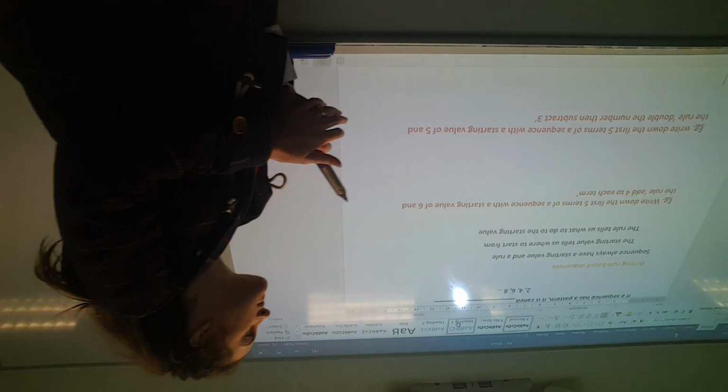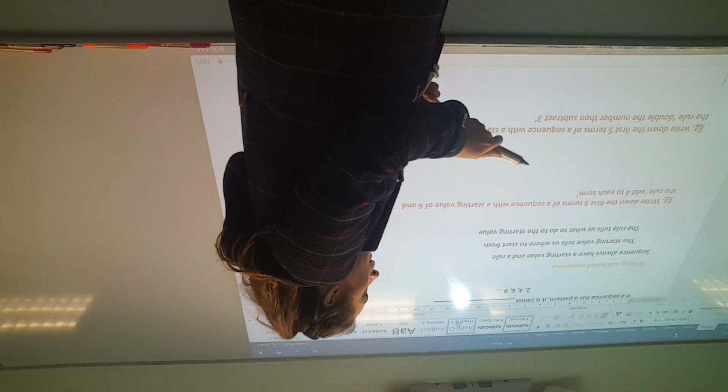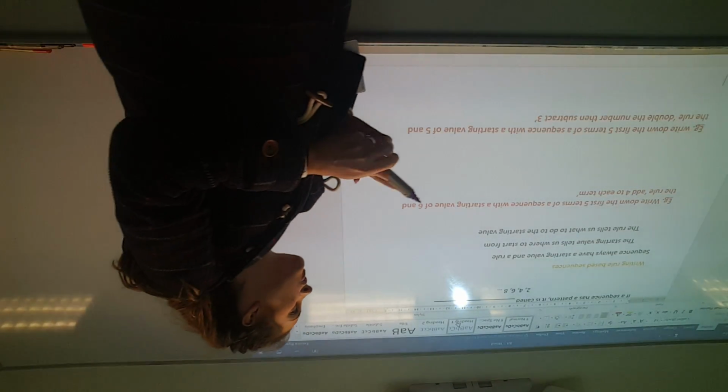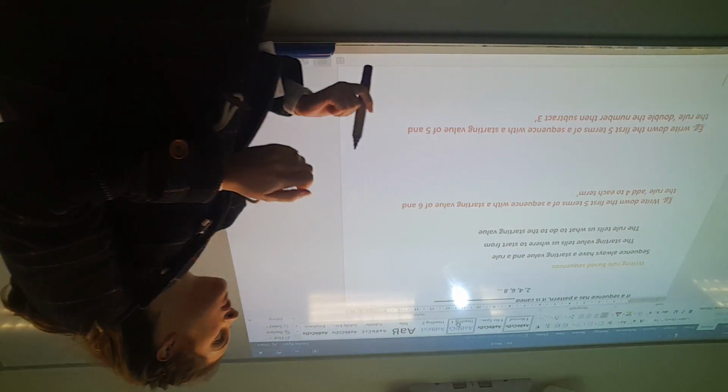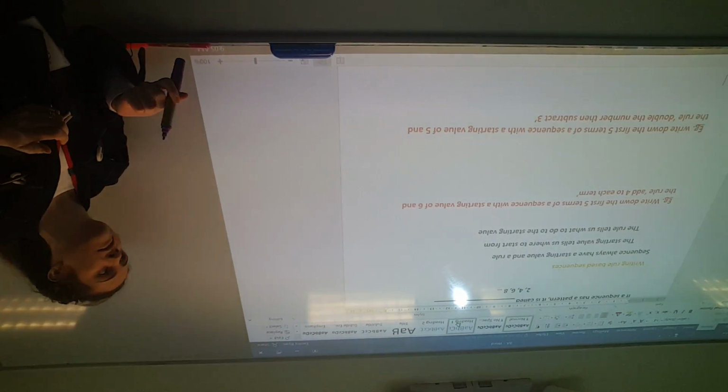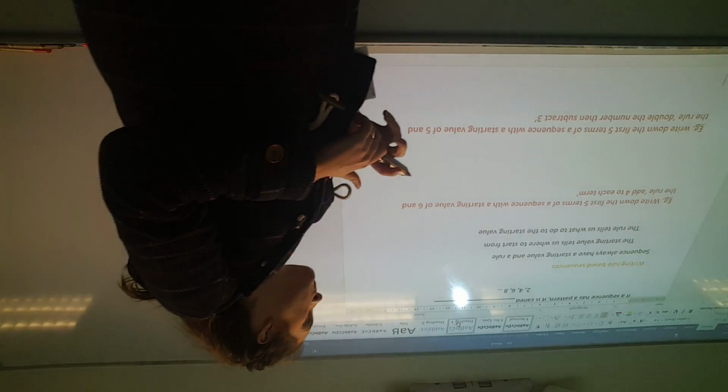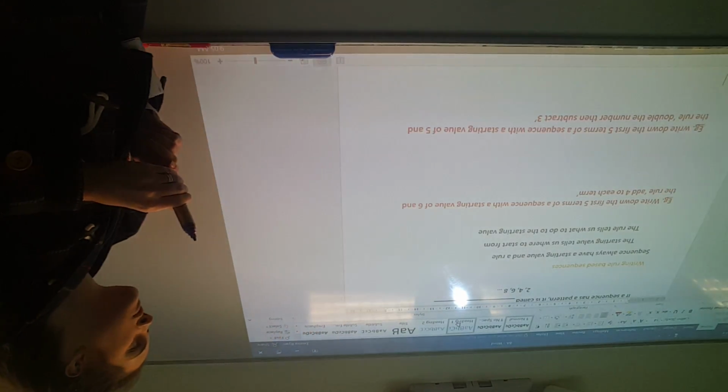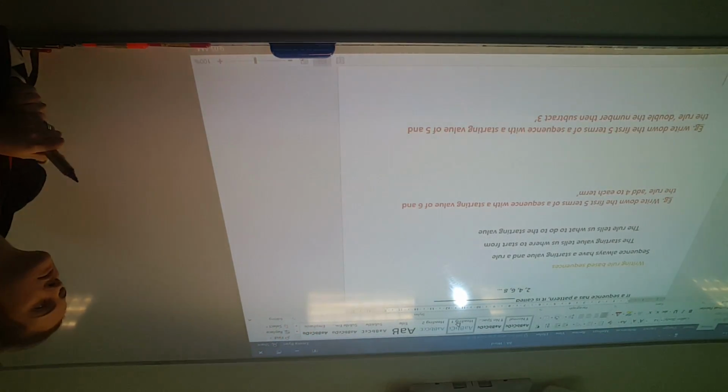Alright, so writing rule-based sequences. So, sequences always have a starting value and a rule. So the starting value tells us where to start from, and the rule tells us what to do to the starting value. So if we were given the question, write down the first 5 terms of a sequence with a starting value of 6, and the rule, add 4 to each term.